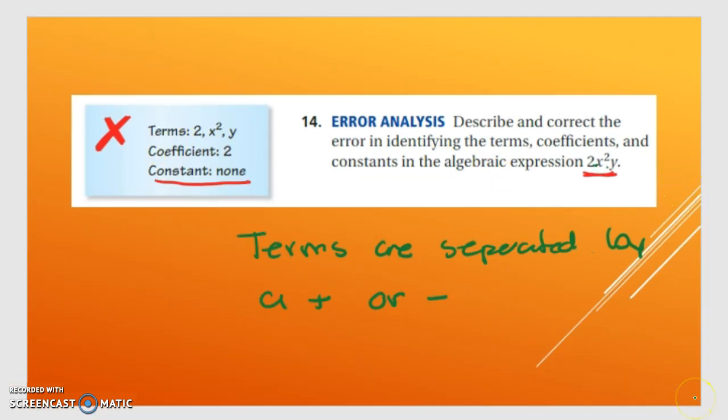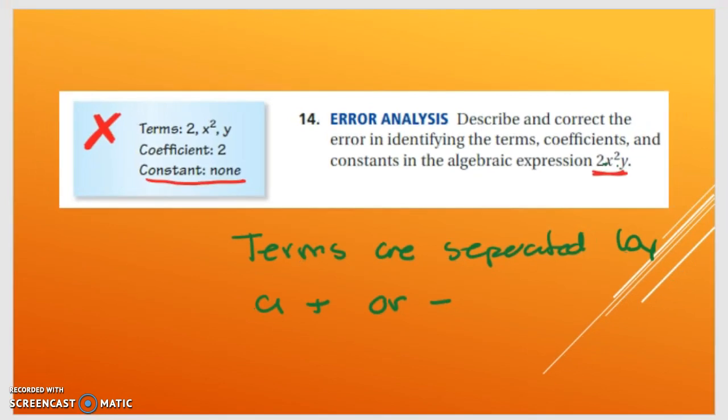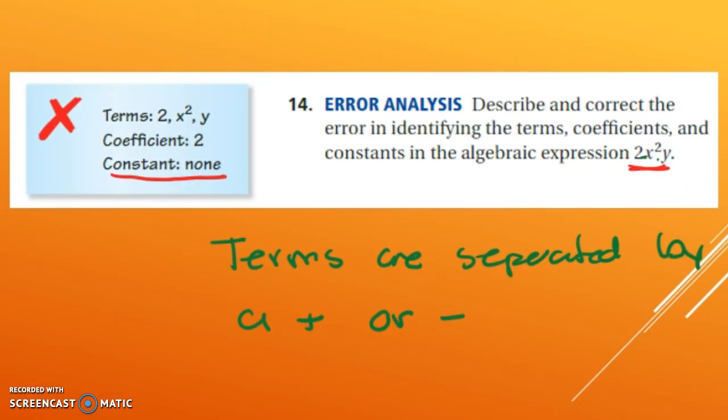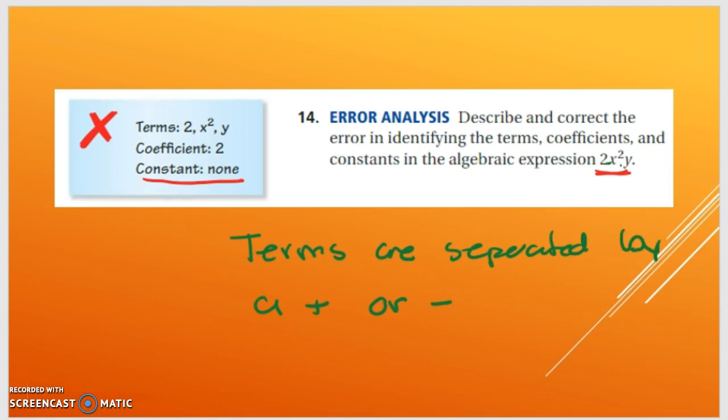Oh, I don't know what I did there. Let me try to fix that real quick. Oh. Almost. All right, there we go.